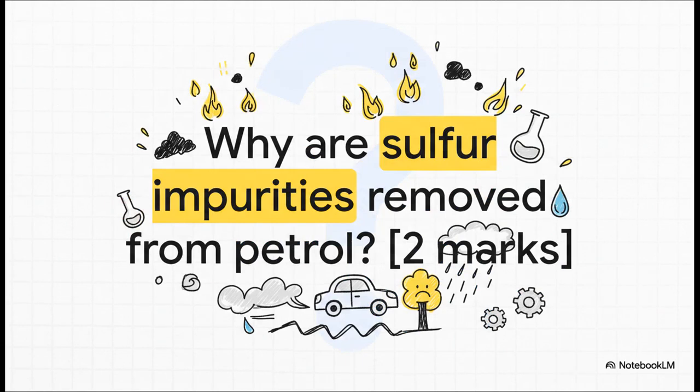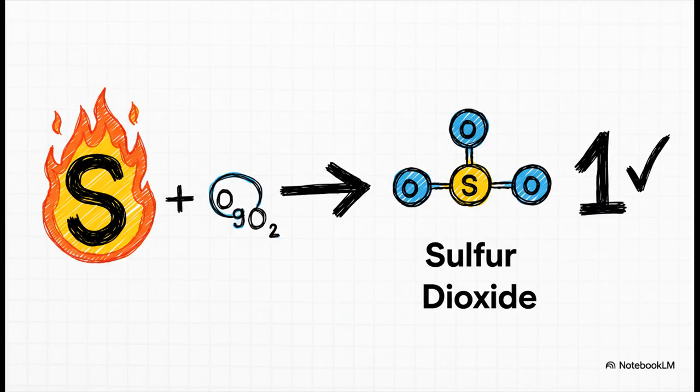Okay, now we're moving on to an environmental question. For 2 marks, you need to explain why having sulfur impurities in petrol is such a bad thing. So to get your first mark, you've got to identify the nasty pollutant that's formed. When sulfur burns in an engine, it reacts with oxygen and produces sulfur dioxide. Just naming that chemical gets you your first mark.